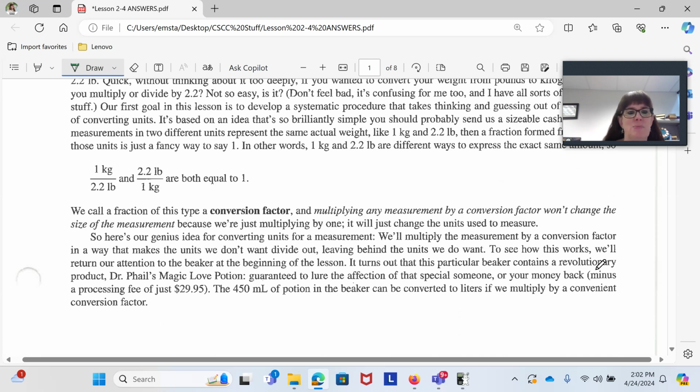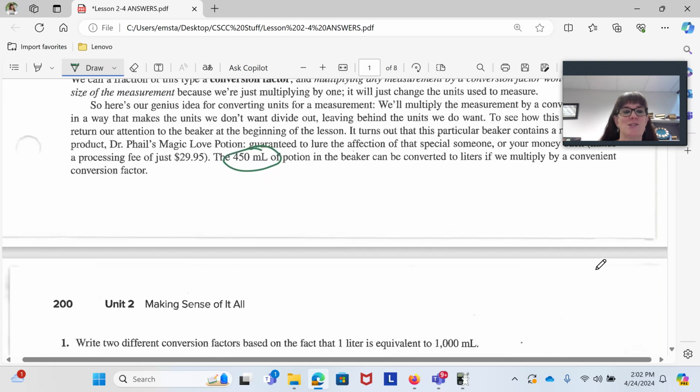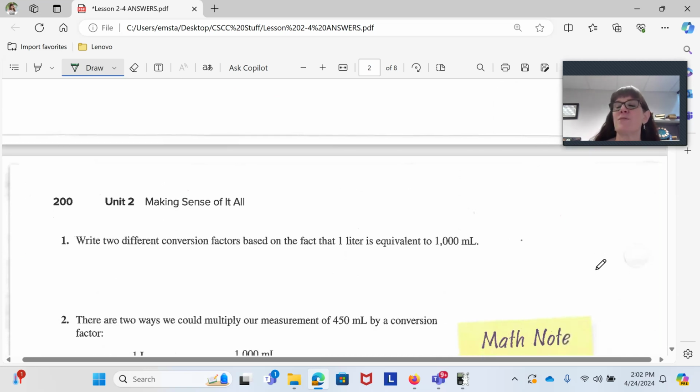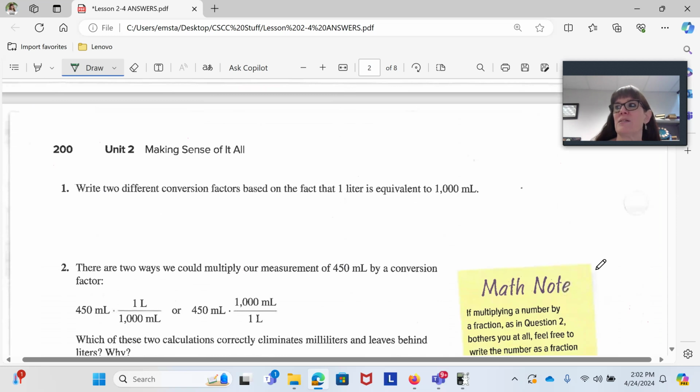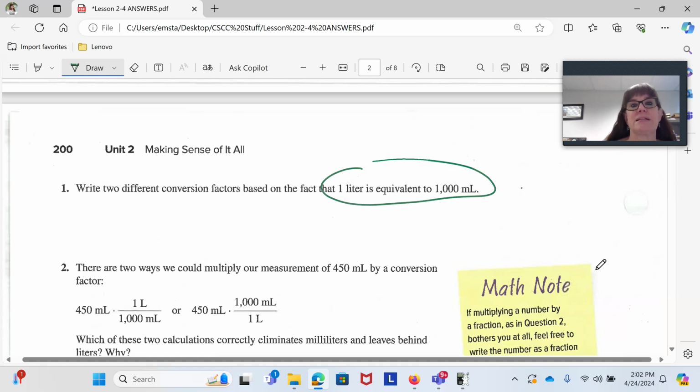At the very bottom of this page, they tell me that we are working with 450 milliliters of Dr. Fail's Magic Love Potion. We're going to be converting that into liters. The first thing they ask me to do in number 1, to walk me through the steps on how to begin this dimensional analysis, is to write the two conversion factors showing that 1 liter equals 1,000 milliliters. So he's telling me right here that 1 liter is equal to 1,000 milliliters. I can write that as two different fractions.